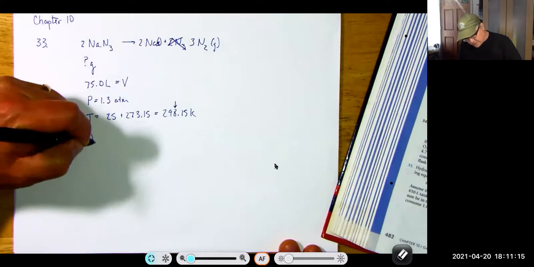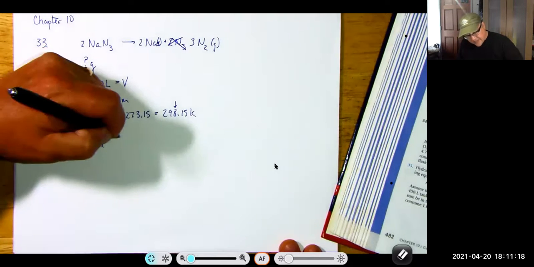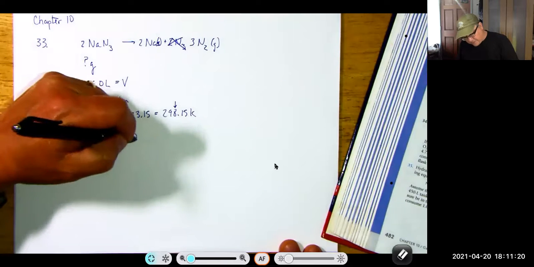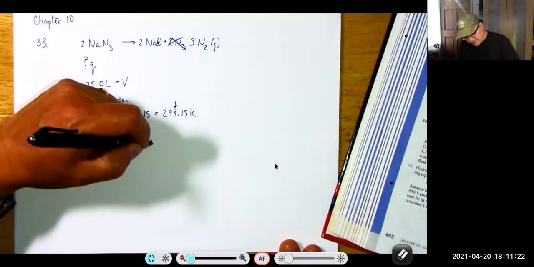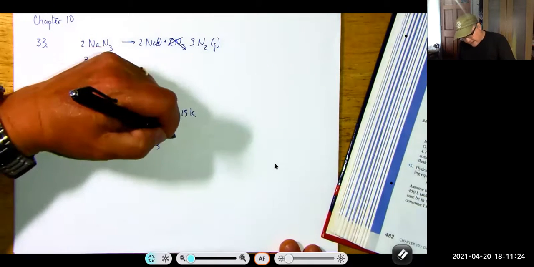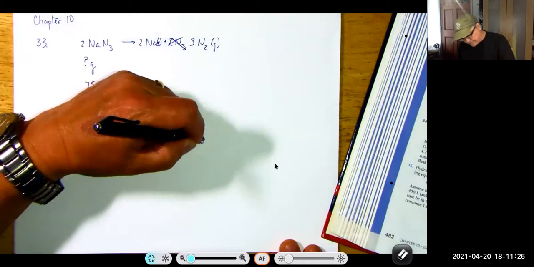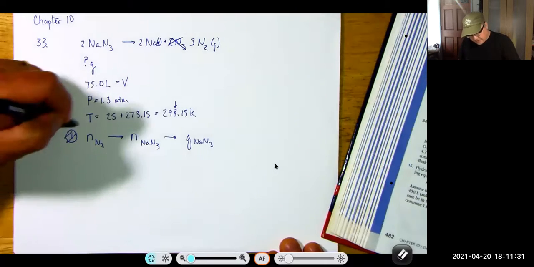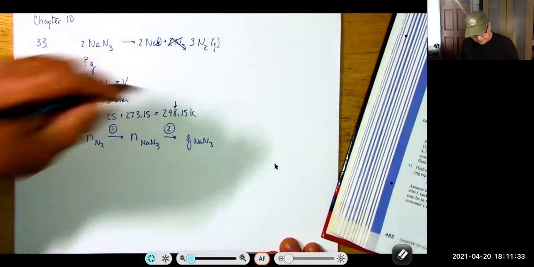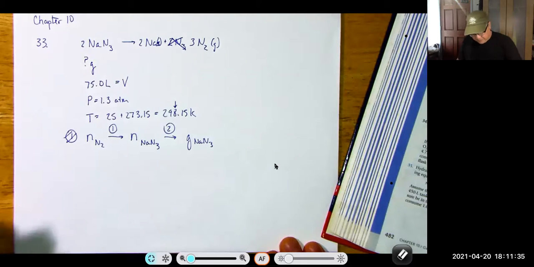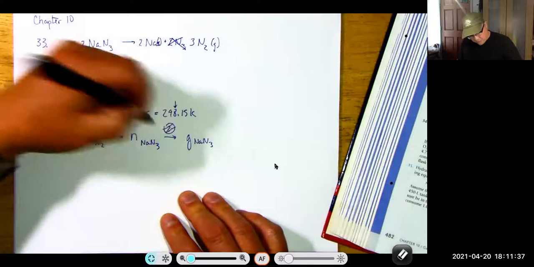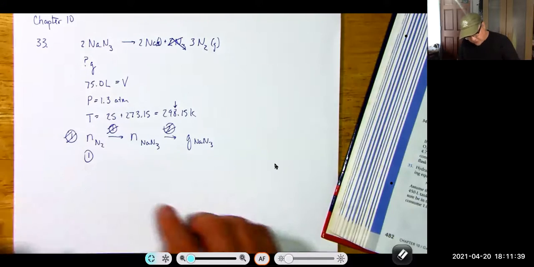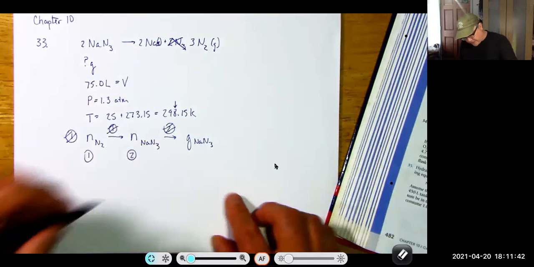Okay, so what we're going to do here is calculate the moles of nitrogen, and then use that to get the moles of sodium azide, and then use that to get the grams of sodium azide. So basically, step 1, calculate the moles, step 2, calculate the moles, and then step 3, calculate the grams.